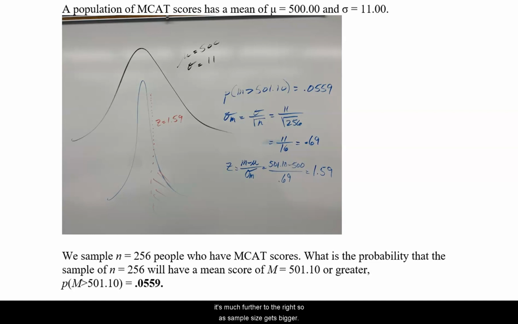So as sample size gets bigger, the standard error gets smaller. The distribution of sample means gets skinnier as sample size gets bigger, and z-scores get larger. So there's a trade-off there. As sample sizes get larger, the distribution of sample means gets skinnier, the standard error gets smaller, but the z-score gets larger. And you can sort of walk through the math on that.